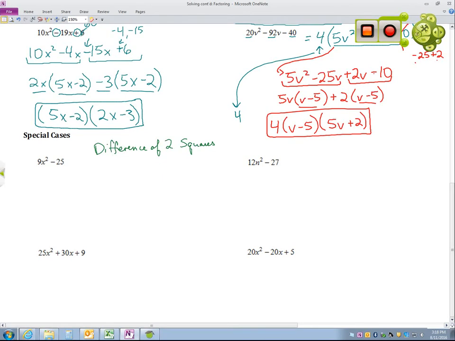In other words, numbers where we can take the square root and we don't have any radical left, or we don't have any decimal parts or irrational parts. And they have to be subtracted. We have to have one of each side.